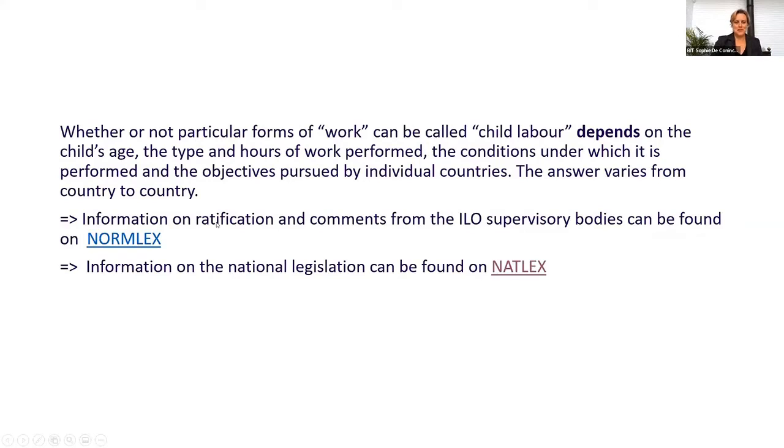NormLex, in the interest of time, I will not go on the website, but you will find information on the ratification by the countries, and also, it's important, the comments from the committee, from the ILO supervisory body. It's always a reference for our work.